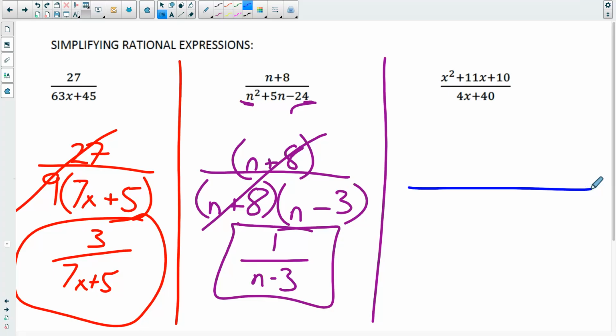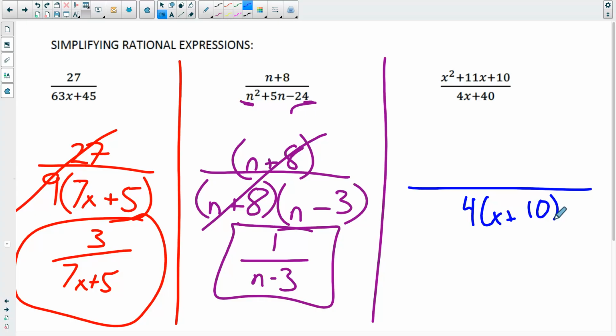Fraction bar. Start factoring what is the easiest to factor. What's easier to factor, the top or the bottom? Bottom. All right, what's my greatest common factor for the bottom? 4. So I'm going to have 4 and then x plus 10. Okay. Let's explore the breadcrumbs here for a minute.